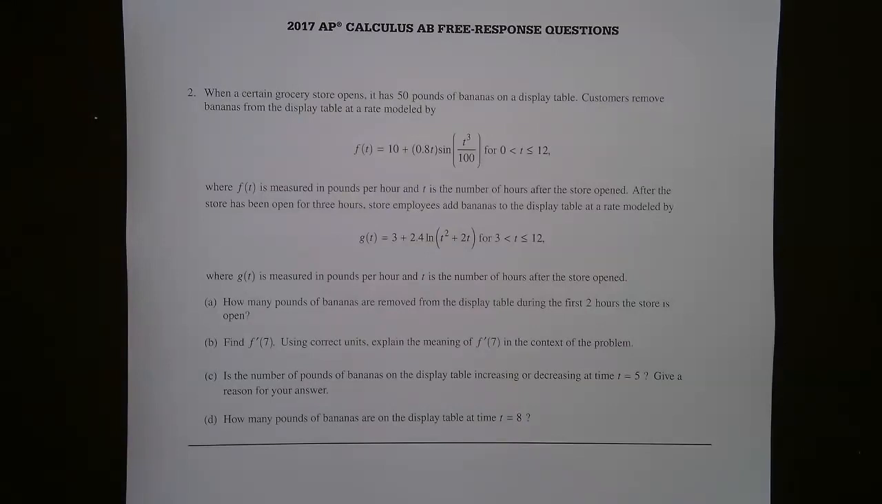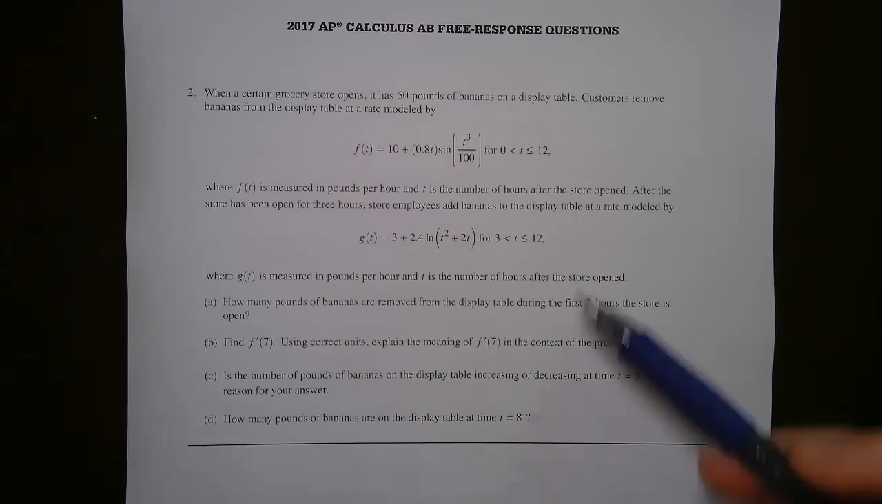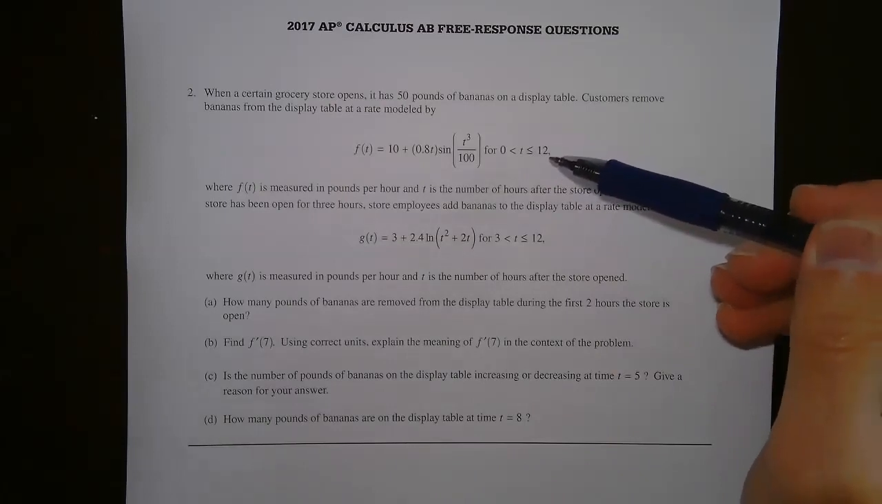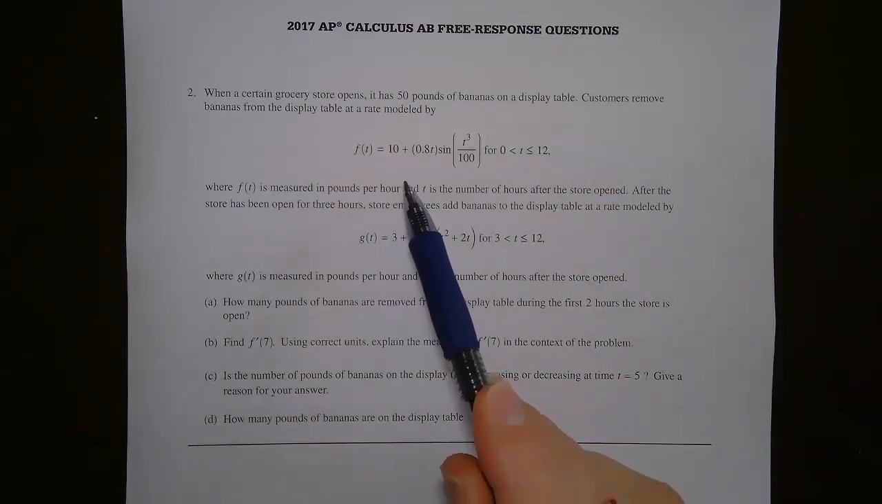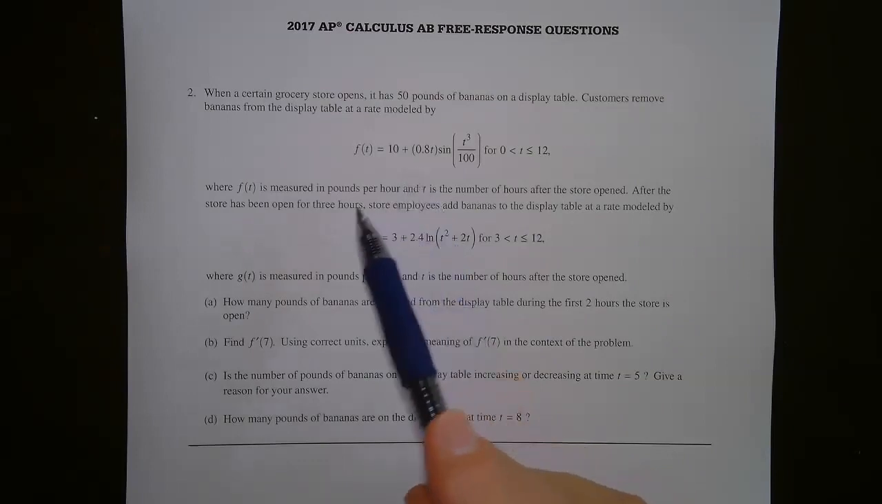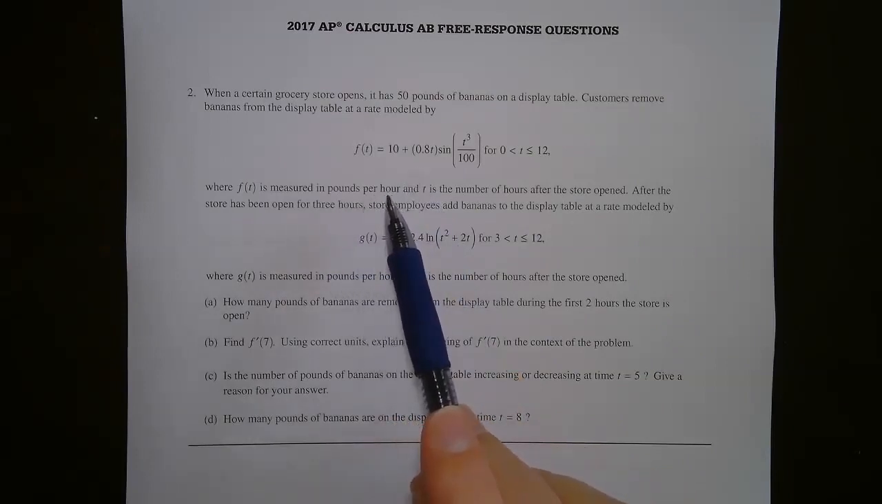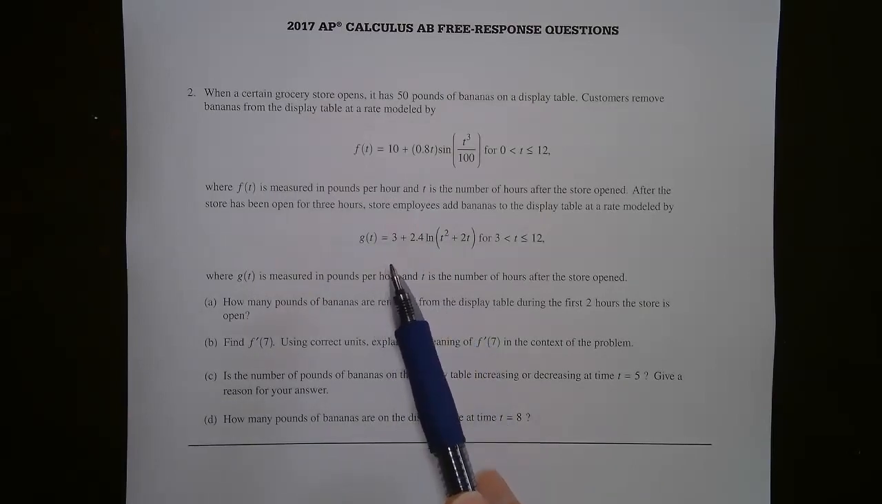For the 2017 free response exam, question number 2, it deals with a situation at a grocery store, and they give you the rate at which bananas are being removed from a display stand, and also the rate at which bananas are being added to the display stand. So this is the rate at which they're being removed, and it's in pounds per hour. So f of t is pounds per hour, and g of t is the rate they're being added.